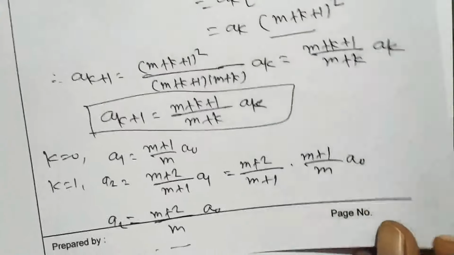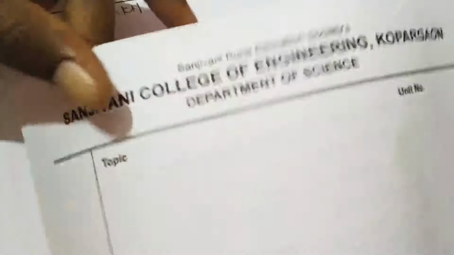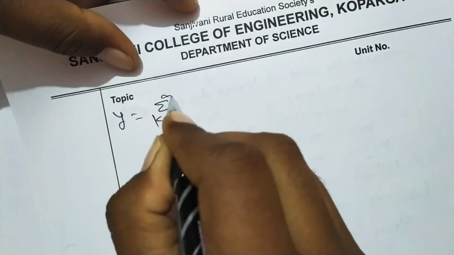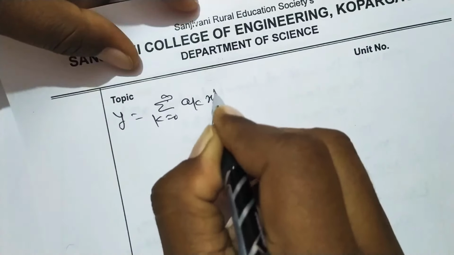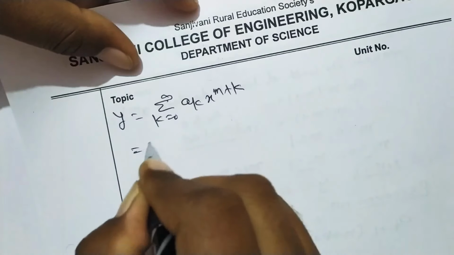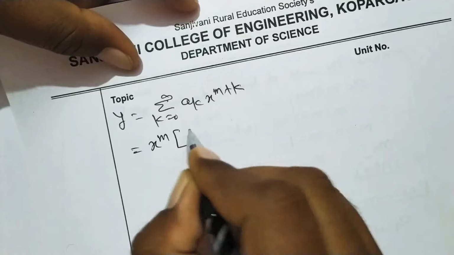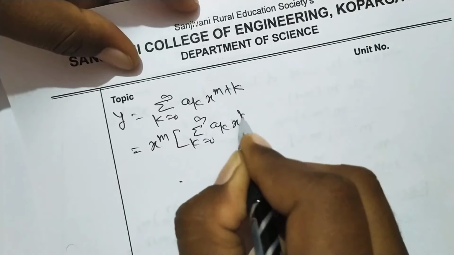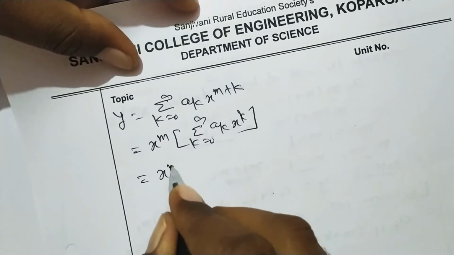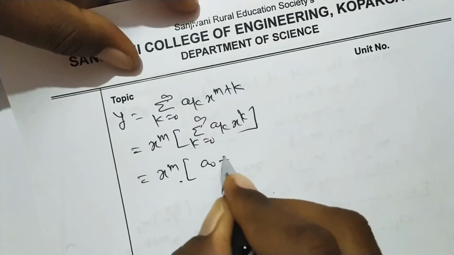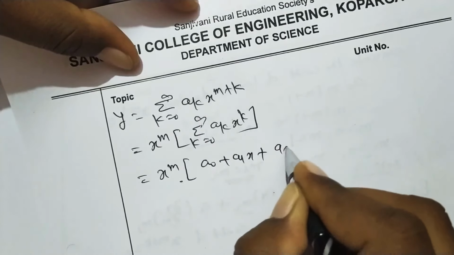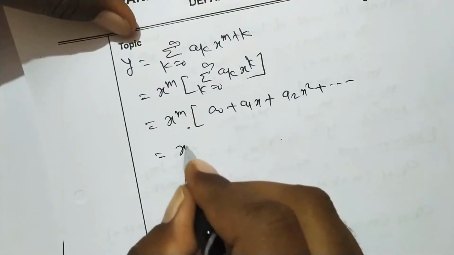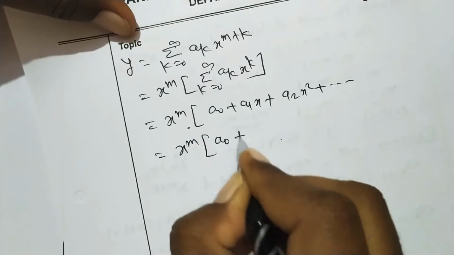So we have to find now the solution. So what is the solution? Solution is y is equal to summation of k varies from 0 to infinity ak into x raised to m plus k. So you can take x raised to m outside, into the series k varies from 0 to infinity ak into x raised to k, can be written as x raised to m into a0 plus a1x plus a2x square plus so on.